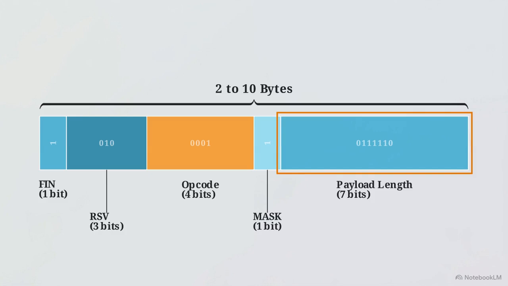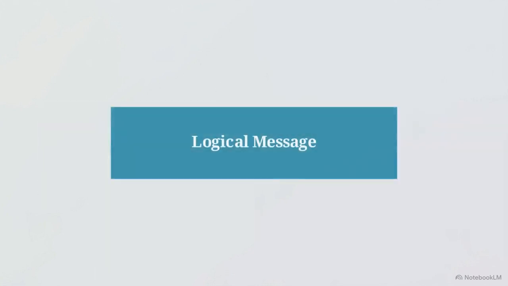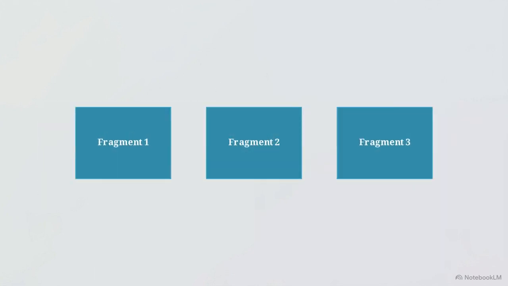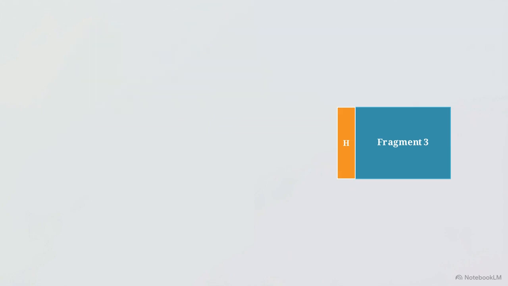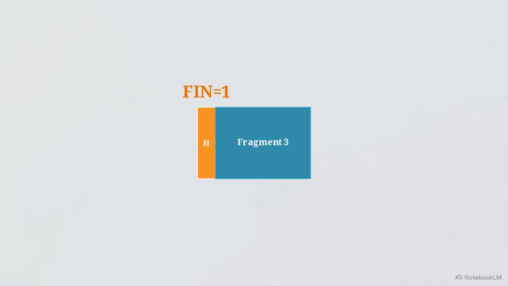payload length indicator. If a payload is too large, the protocol deliberately slices it into multiple smaller frames. It sends these pieces with a FIN bit set to 0, indicating more is coming, until the final piece arrives with a FIN bit of 1.